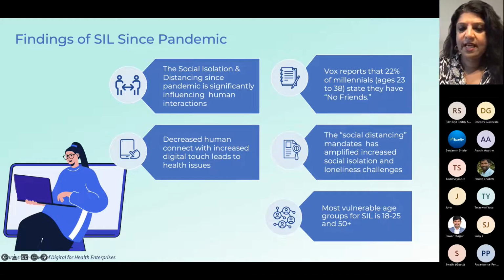So we're going to move on to the next slide. Oops. Okay, it's not moving. Sorry, guys. Can you see my screen?